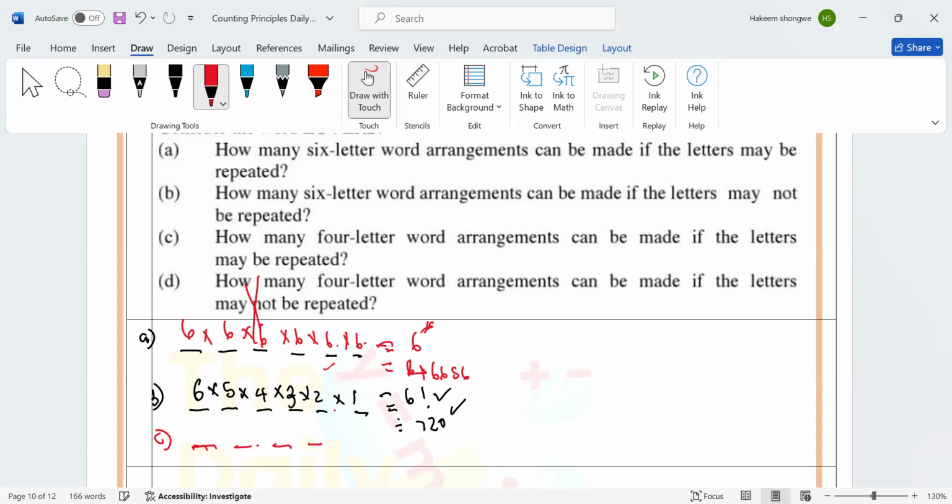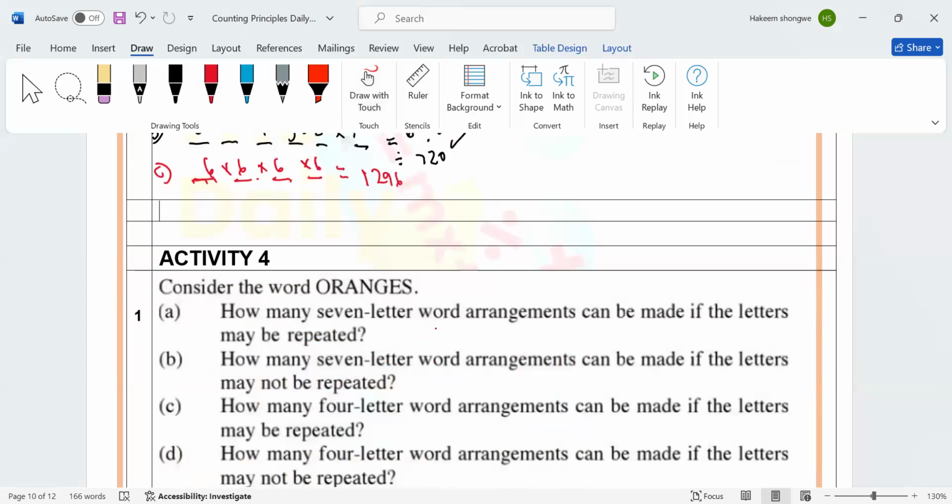So we have 4 spaces. How many are we creating? We are creating a 4-letter word with 6 letters. Repetition is allowed, so if letters can be repeated, it means we can have 6 here, multiplied by 6, multiplied by 6, multiplied by 6. And what do you get? 1,296.